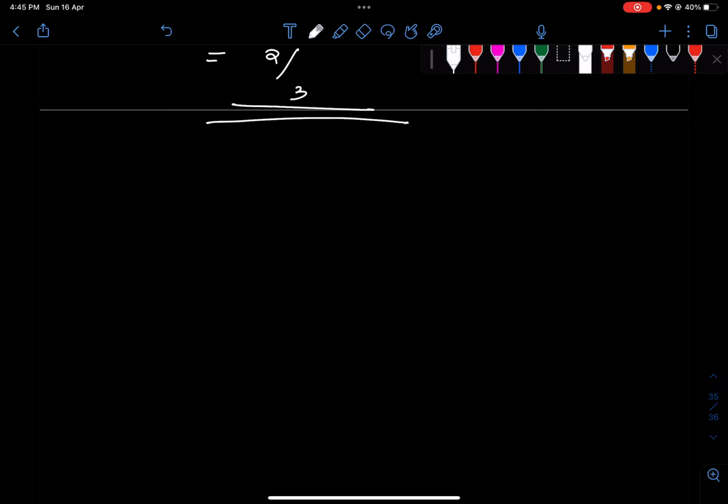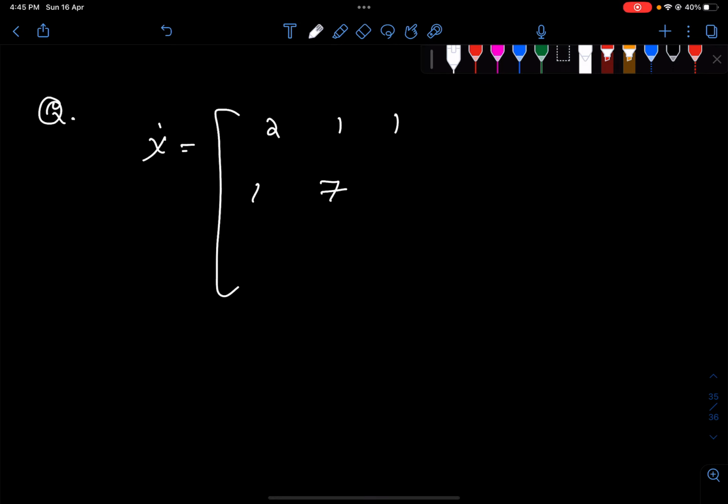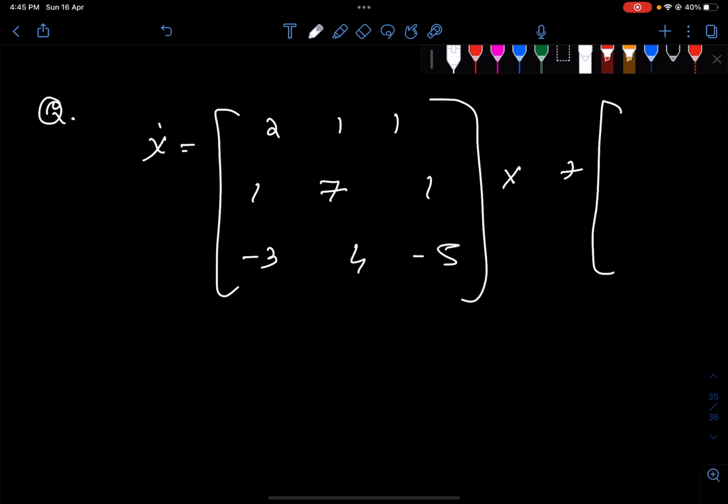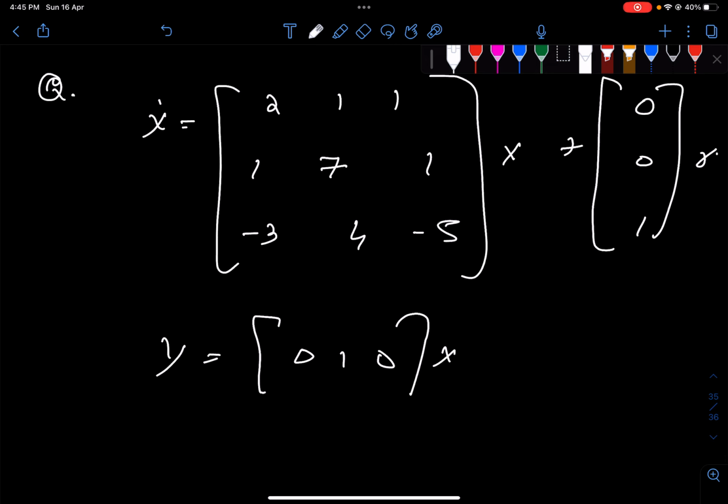Now you have the next problem. It's a very tricky problem, and a very easy problem also, if you know the concept. The next question is given to you. X dot is equal to [2 1 1; 1 7 1; -3 4 -5] x plus [0 0 1] times r, and y is equal to [0 1 0] times x. So this is the state space given to you, and you are asked to find how many poles are in the LHP, RHP and the j omega axis.